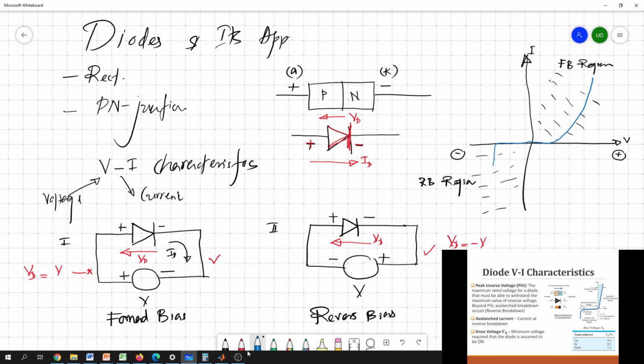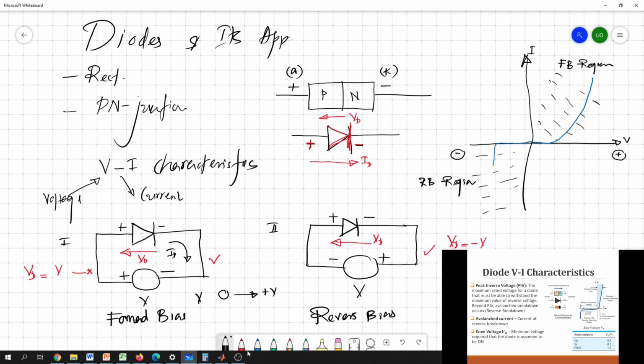So these are the characteristics of the diode. Once you apply a positive voltage across the diode and increase the source voltage from 0 to a positive value, you can see that there won't be any current flow through the diode while it is connected to 0 voltage.